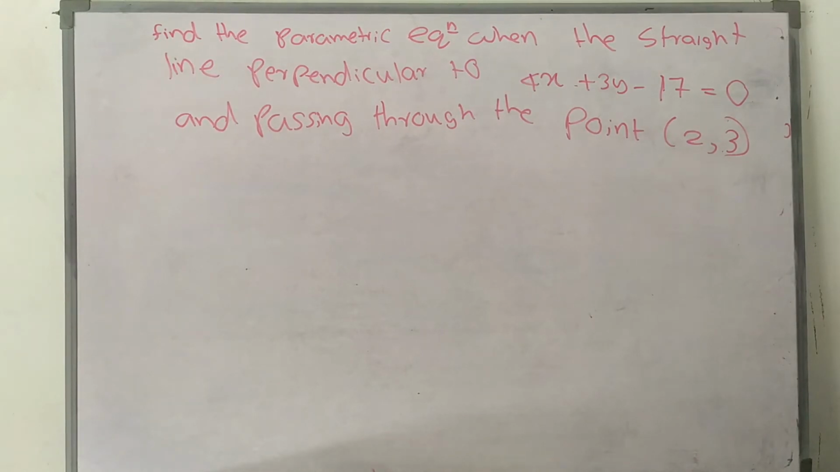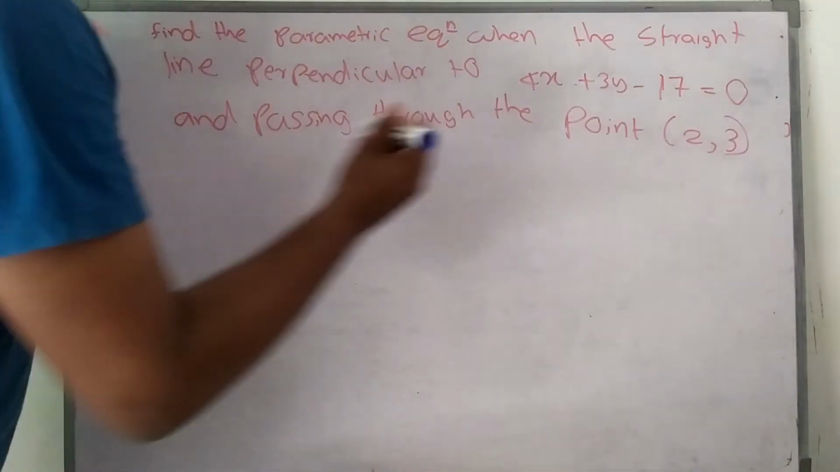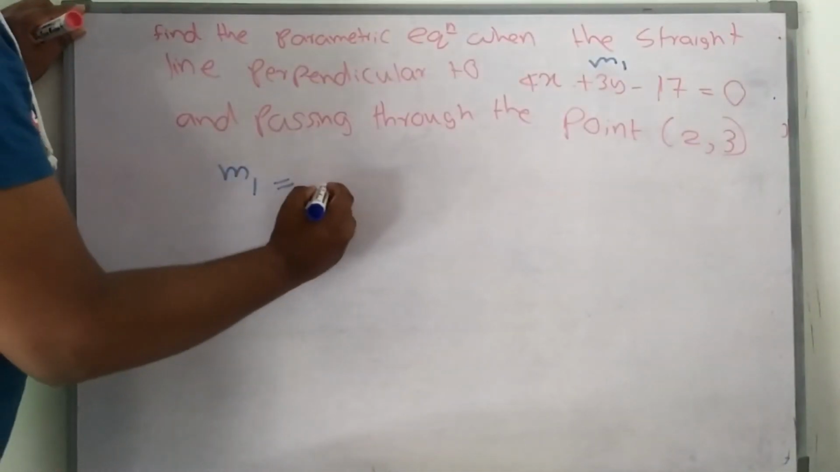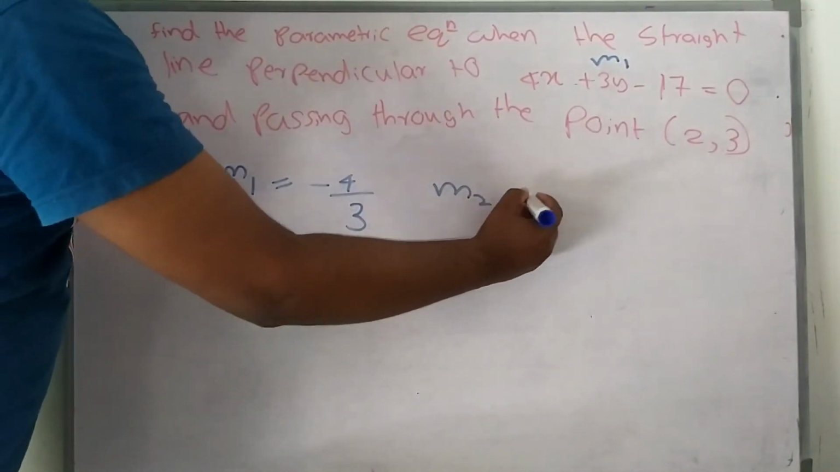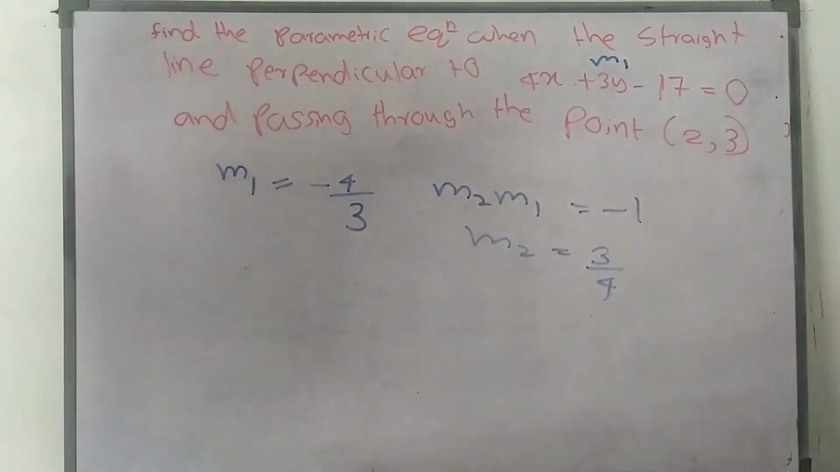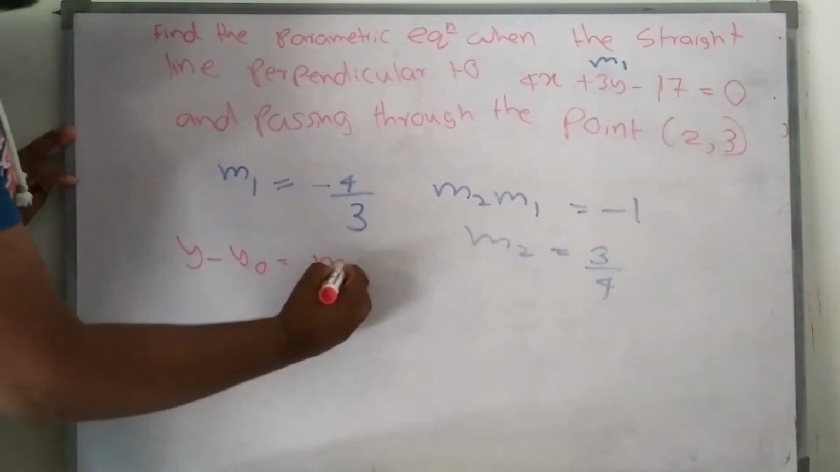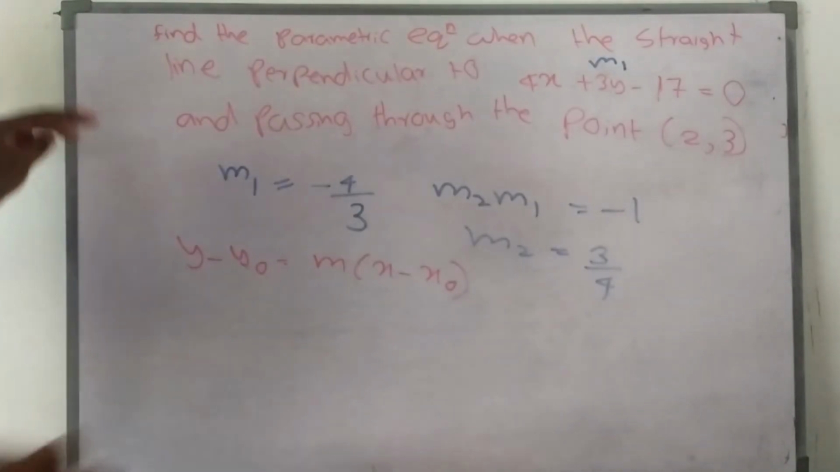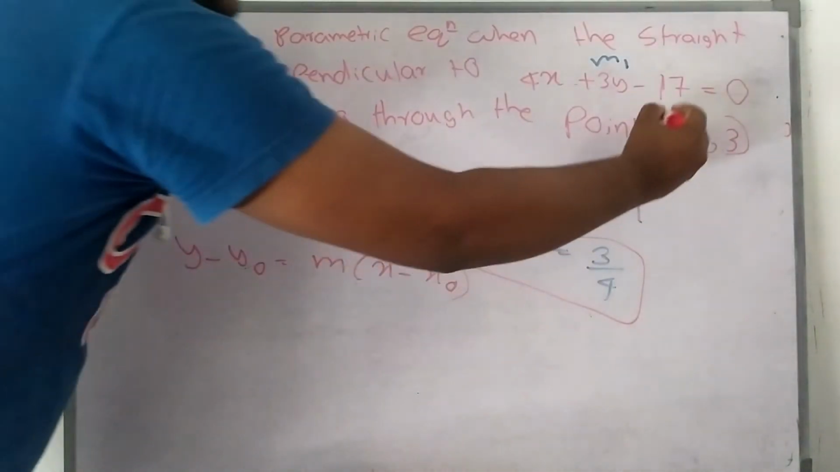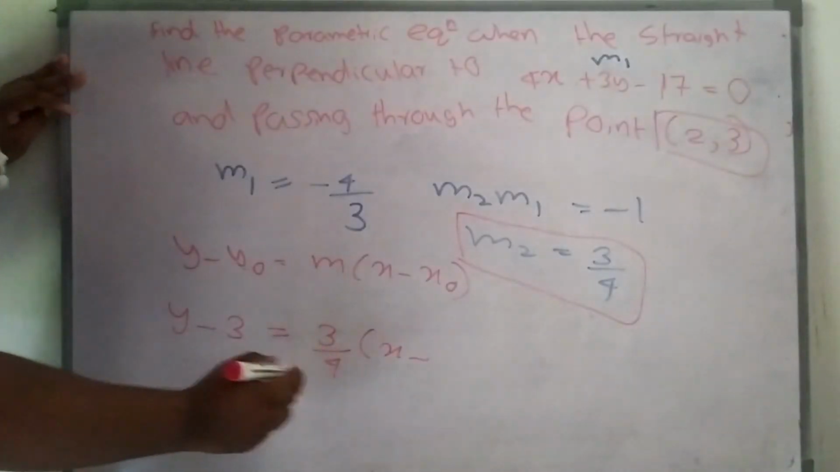Okay, children, this is my next sum. Find the parametric equation of the straight line perpendicular to 4x plus 3y minus 17 equals 0 and passing through the point 2, 3. I assume the gradient is m1. m1 will be minus 4 by 3. So m1 times m2 will be minus 1, so m2 will be 3 over 4. This is my perpendicular straight line, right? Now I write y minus y naught equals m x minus x naught, with m2 and the coordinate 2, 3.